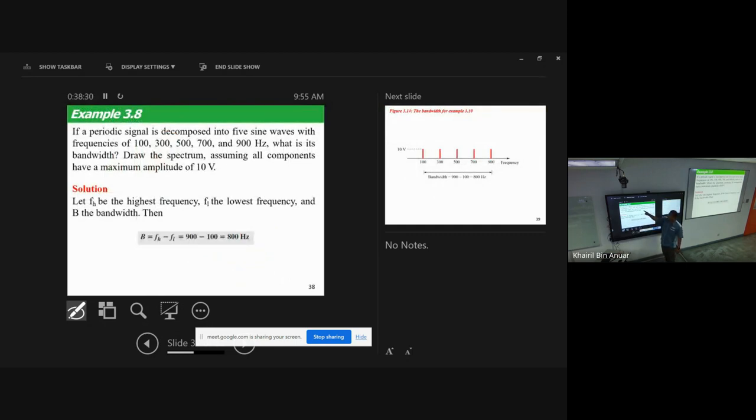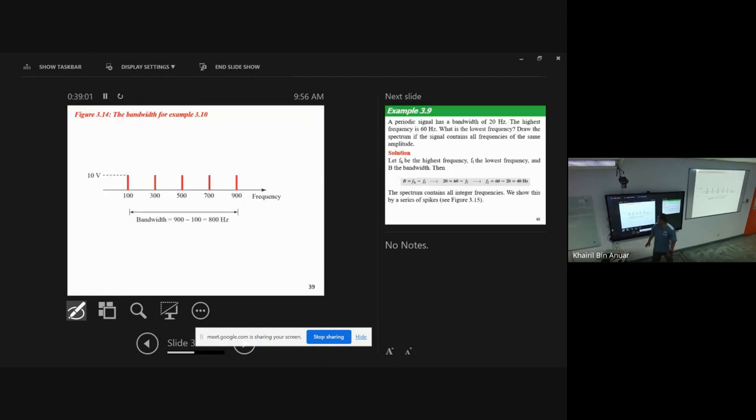Like this one, this is a sine wave with a frequency range of 100 to 900. If it asks what the bandwidth is, then you have to find the highest frequency and the lowest frequency. Here, the highest frequency is 900 and the lowest is 100, so you just subtract and you will have 800 hertz. That's the bandwidth. If you are asked to draw, then the voltage is 10 volts being given, and you have your 100, 300, 500, 700 and 900, but the bandwidth is still between the highest frequency and the lowest frequency, so that would be your frequency band.